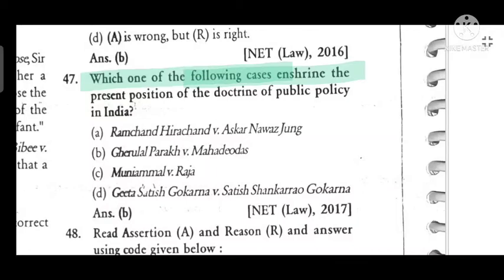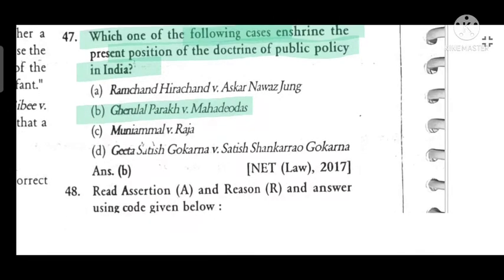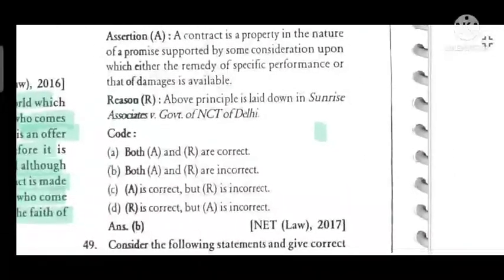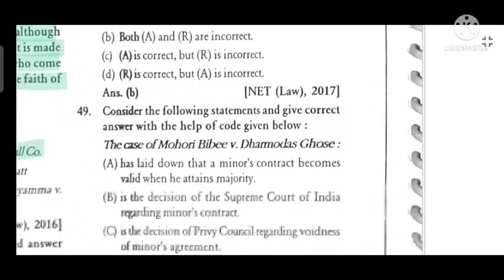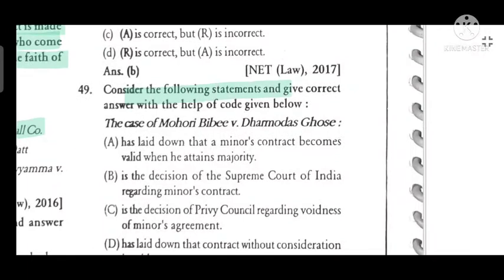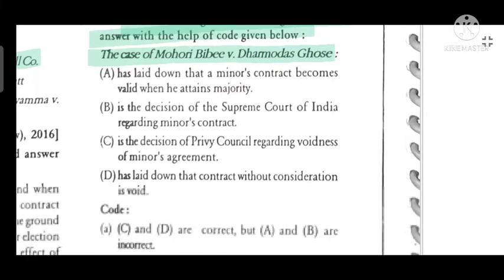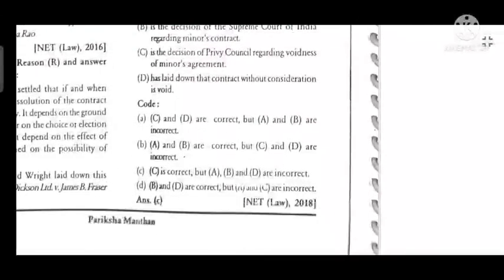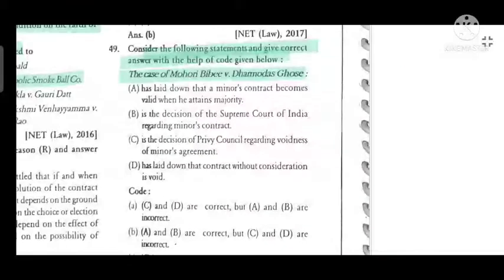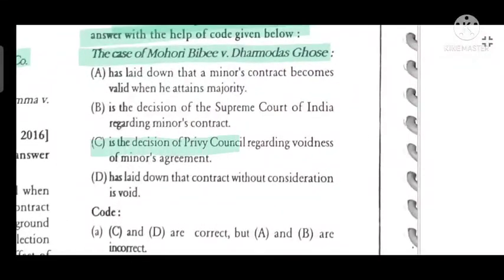In which one of the following cases is the present position of the doctrine of public policy in India enshrined? Gherulal Parakh versus Mahadeodas. Consider the following statement and give the correct answer with the help of the code given below. The case of Mohori Bibee versus Dharmodas Ghose is the decision of the Privy Council regarding the voidness of a minor's agreement.